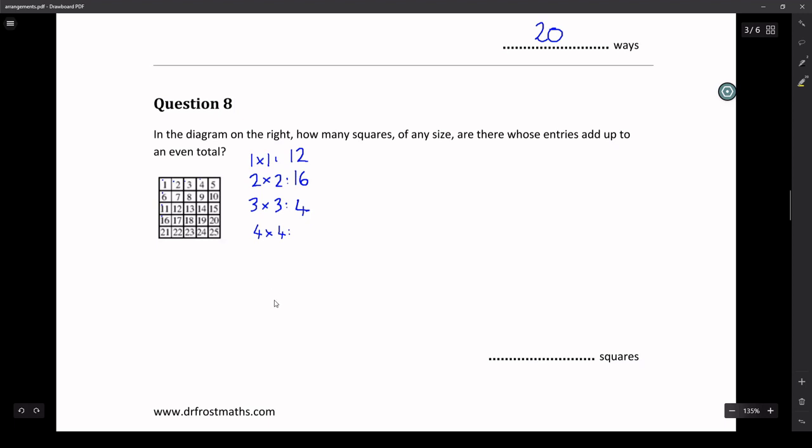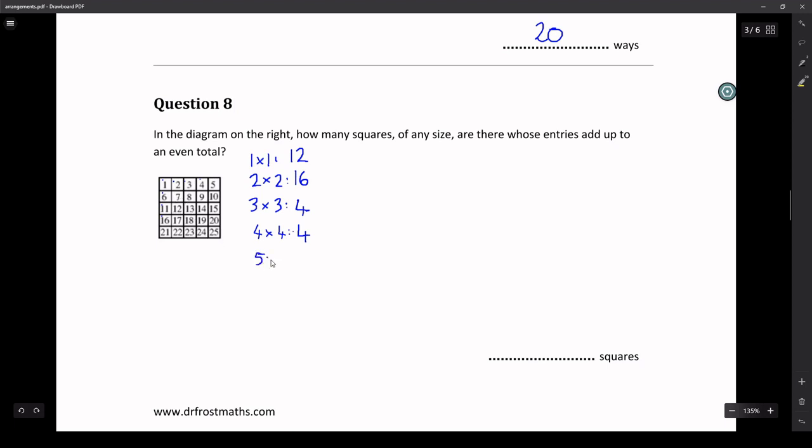With 4 by 4s, a 4 by 4 is always going to have 16 numbers. Of them, 8 are going to be even and 8 are going to be odd. So that will always have an even total. So there's going to be 4 possible 4 by 4 squares. So that's from 1 to 19, from 2 to 20, from 6 to 24, and from 7 to 25.